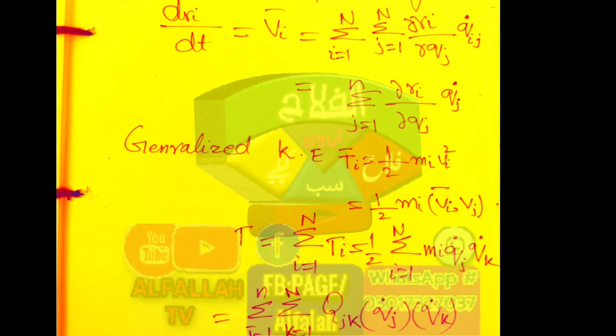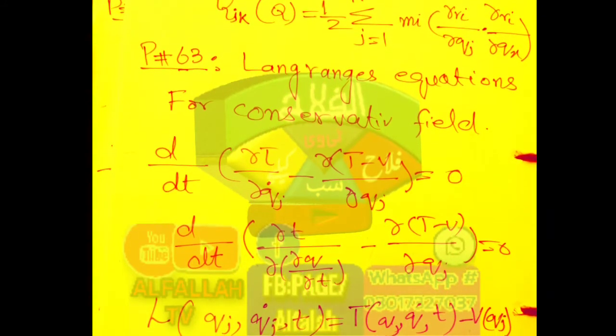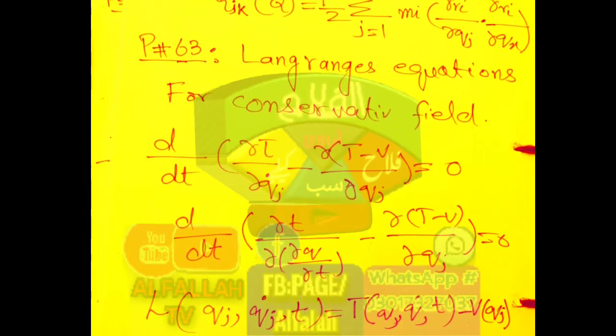Generalized kinetic energy T_i is equal to 1 over 2 m_i v_i squared is equal to half m_i v_i vector dot v_i vector. T is equal to sigma over i of T_i is equal to half sigma m_i q_j dot q_k dot. And the final equation is sigma over j, sigma over k of Q_jk q_j dot q_k dot. Now for Q_jk, it is equal to half sigma m_i partial r_i over partial q_j dot partial r_i over partial q_k.